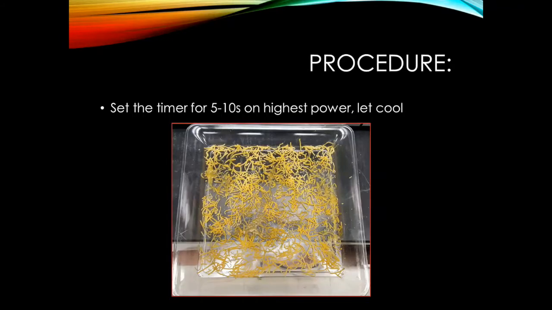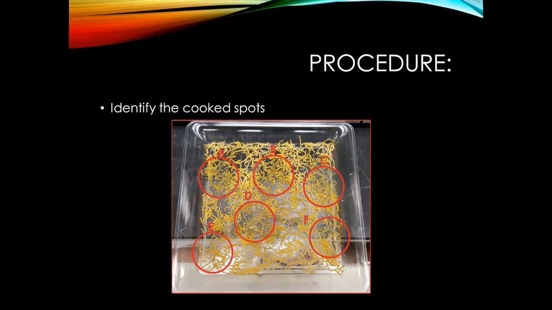Next, microwave the plate for 5 to 10 seconds on the highest power and let it cool for a few seconds afterwards. You should be able to see spots where the food has cooked and spots where it looks like nothing has happened. Identify the cooked spots and, for convenience, give them labels.